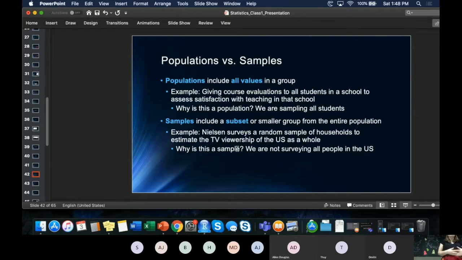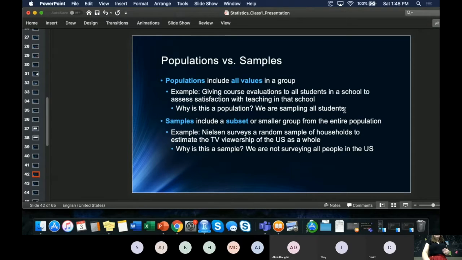So there's a lot of different ways to go around that. The population is everybody. I use this example: say you are giving course evaluations to high school students. If you surveyed every single high school student, you're surveying the population, because every single student is putting in their input.